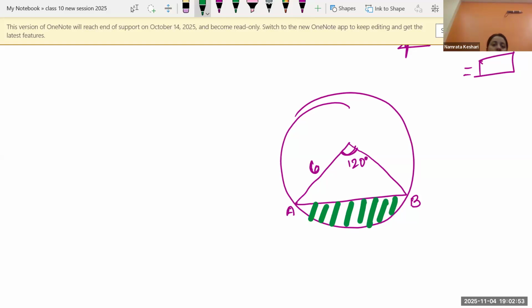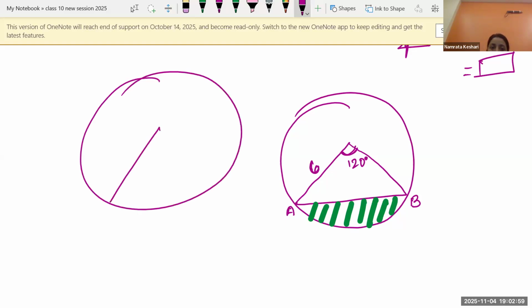How you will find the area of the segment? So at first you will be finding the area of the sector, the complete sector's area you will be finding, complete area. Okay, completely you will be finding the area, that is theta.